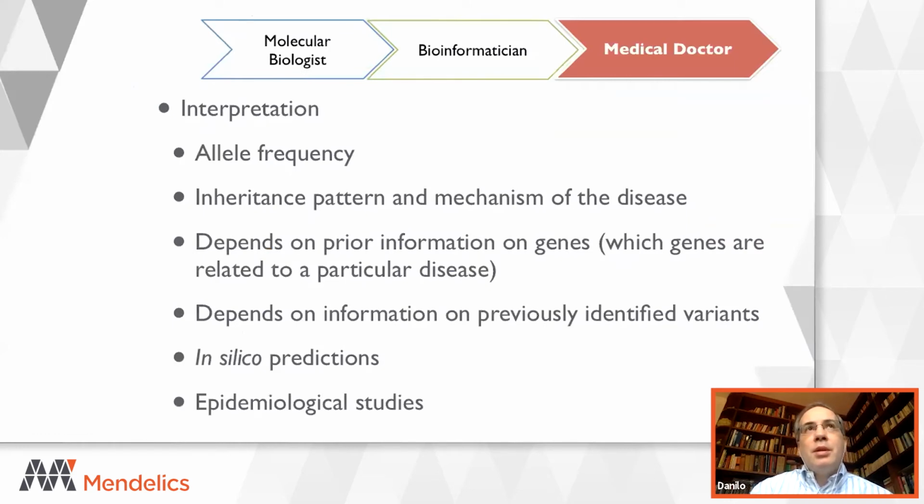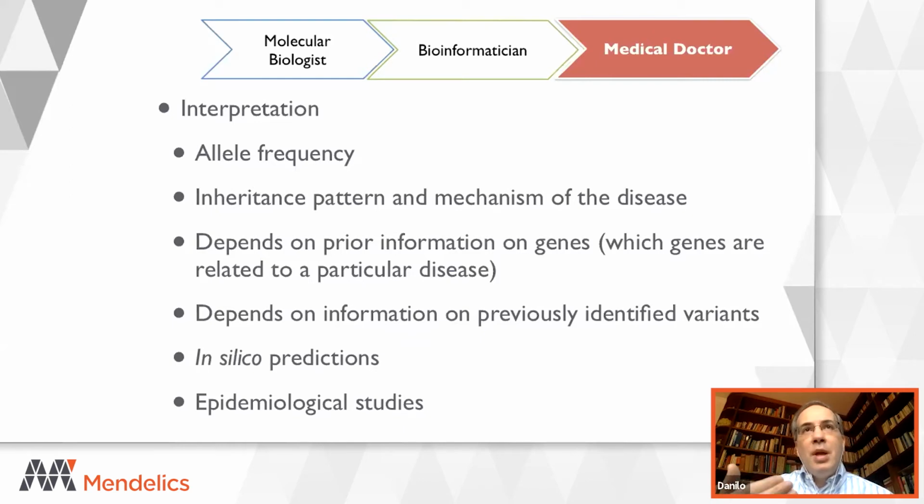As for interpretation, sometimes people ask what database do you use? It's not a matter of database, it's a matter of what information we can find for this specific variant. So we need to check allele frequency, we need to check the pattern of inheritance for the disease, the mechanism of the disease, and the prior information on genes, as it depends on whether the gene is related to the particular disease you're studying.